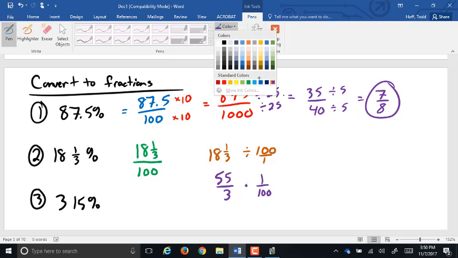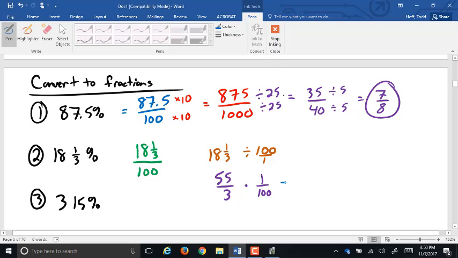Now I'm going to multiply it out and reduce it later so we don't have to deal with cross canceling. 55 times 1 is 55. 3 times 100 is 300. And they can both be reduced by 5. 55 divided by 5 is 11. 300 divided by 5 is 60. 11 60ths.